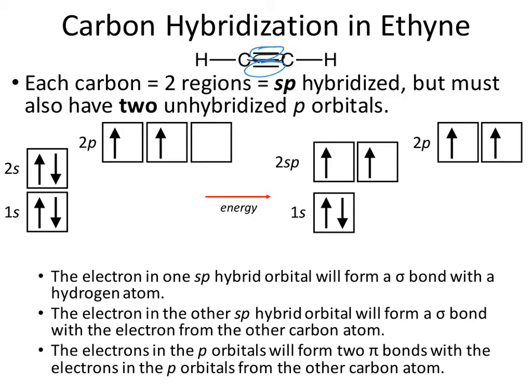So our hybridization of carbon, again, here's our ground state. We have to create two sigma bonds. That's going to be from the sp hybridization. So 1 sigma bond here and 1 sigma bond to the hydrogen.